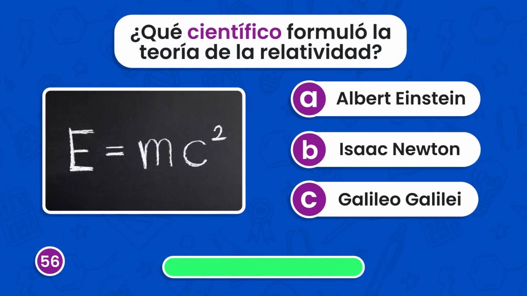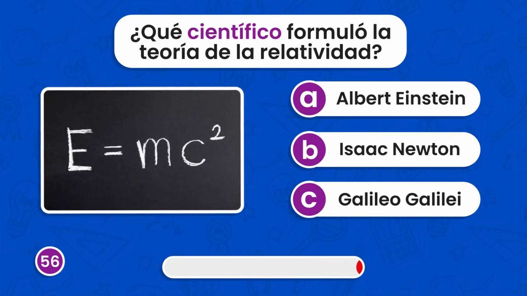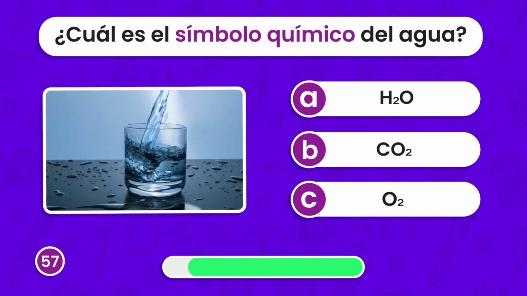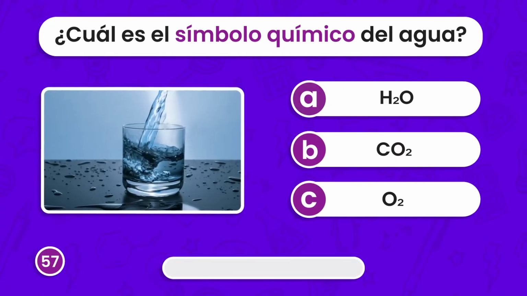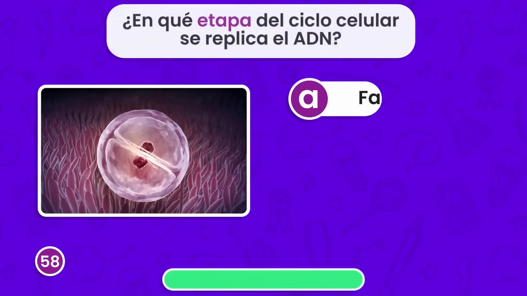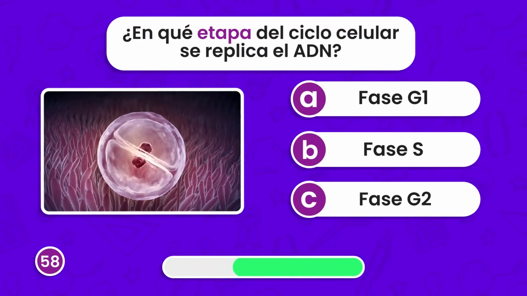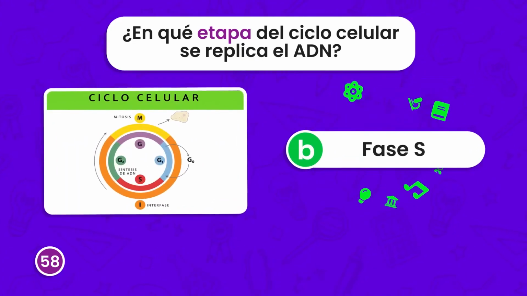Which scientist formulated the theory of relativity? Albert Einstein. What is water's chemical symbol? H2O. In which stage of the cell cycle is DNA replicated? The S phase.